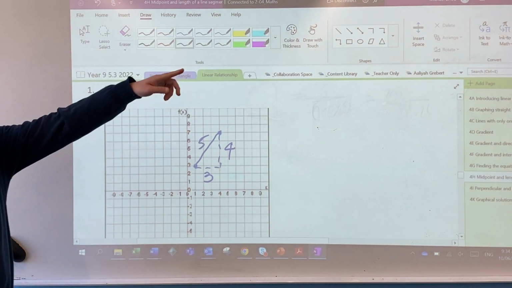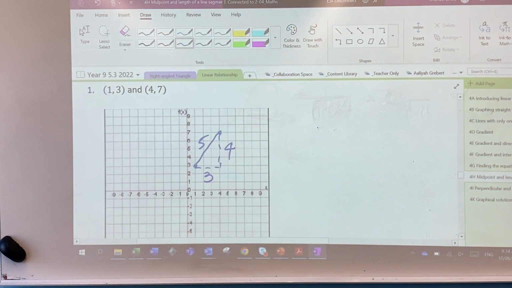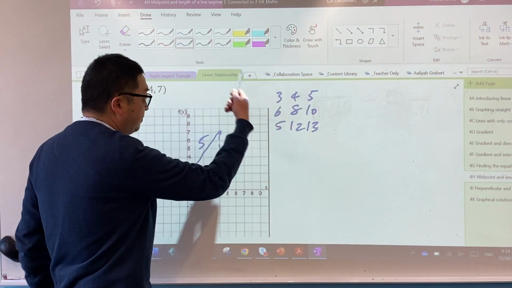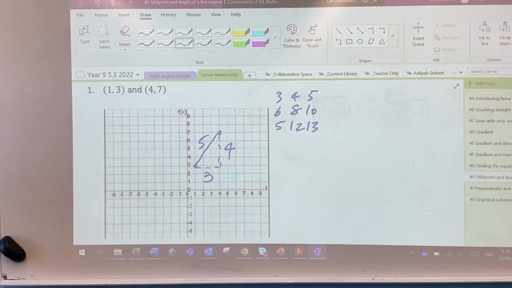Quite a few weeks ago, I wrote on that part of the board, I said 3, 4, 5, 6, 8, 10, 5, 12, 13. Those numbers pretty much should stick to memory. Is that okay? If it's 3, 4, hypotenuse must be 5. 6, 8, hypotenuse just has to be 10. 5, 12 has to be 13. So those numbers are pretty much like a timetable. Just need to remember those things, right? Anyway, back to today.